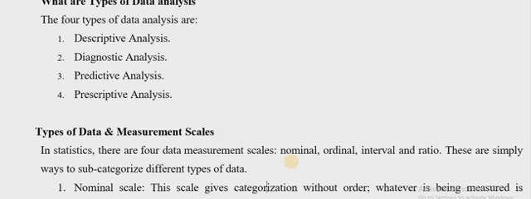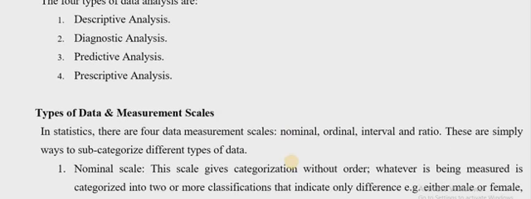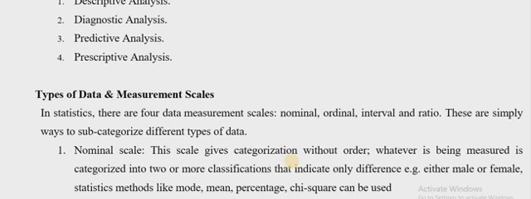Alright. Now, the first one, which is nominal scale. This scale gives categorization without order, whether it's being measured in category into 2 or more classifications that indicate only difference, e.g., either male or female. The statistics method we can use under this nominal scale is, you can use mode, you can use mean, you can use percentage, you can use chi-square.